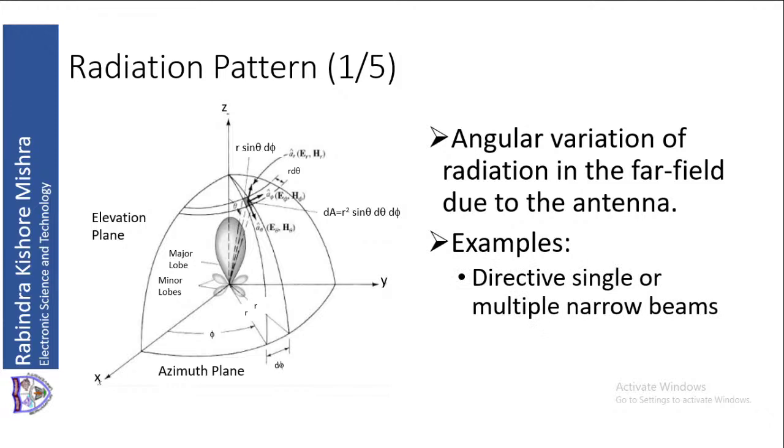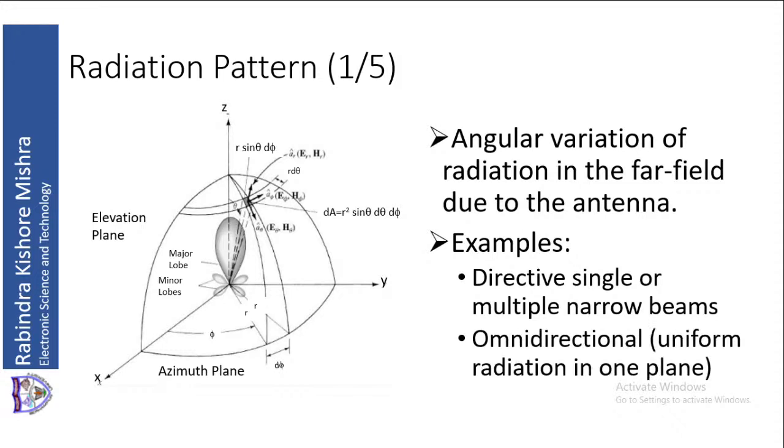Now, what is the radiation pattern definition? This is the angular variation of the radiation in the far field due to the antenna. An example is directive, single or multiple narrow beams. Directive means it is maximum in a particular direction, then it goes down as you go away from that direction, the intensity keeps on decreasing. If it is maximum in a particular direction, it is said to be directive.